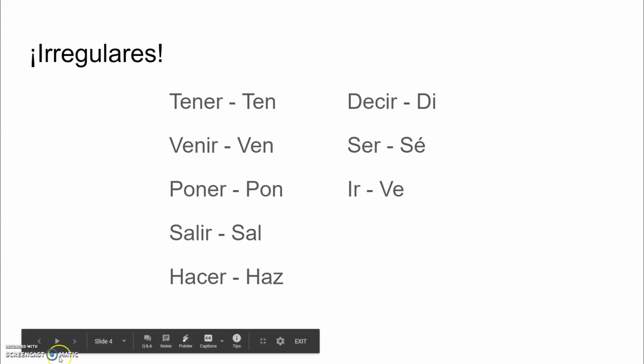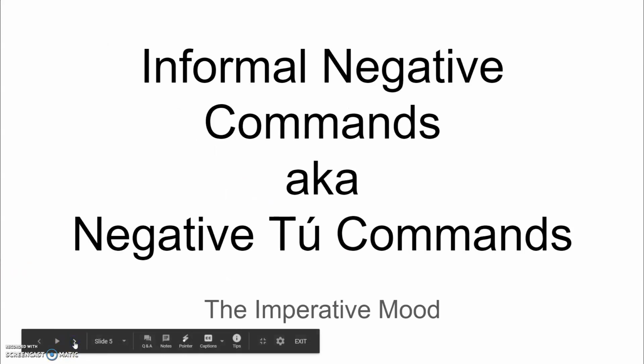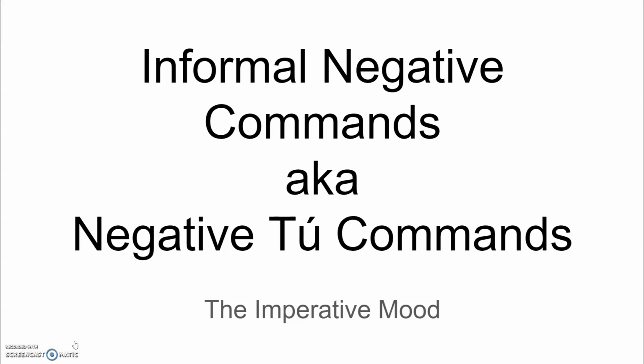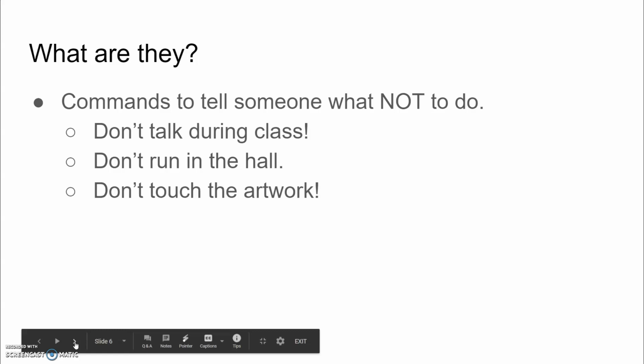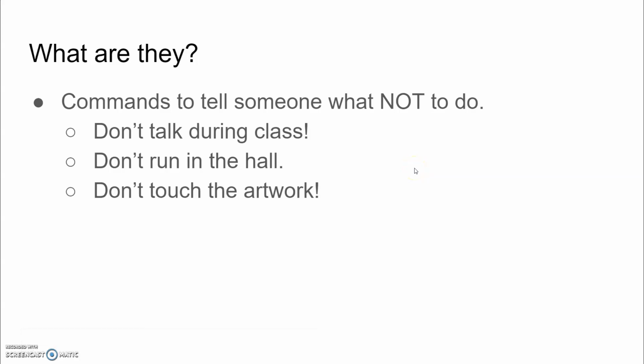Okay. All right. So we are going to move into informal negative commands, aka negative tú commands, also part of the imperative mood. Okay. So negative commands are a little bit different. They have some different steps we'll have to follow, but what are negative commands? Well, they're basically commands to tell someone what not to do. For example, don't talk during class. Don't run in the hall. Don't touch the artwork. Okay, so we are going to be using don't in all of these commands in English, and I'm going to show you how we make these in Español.